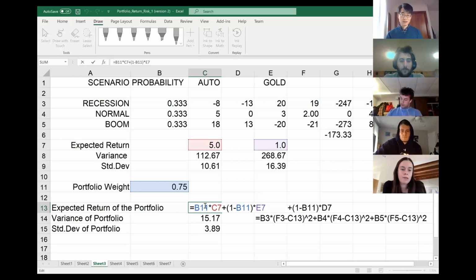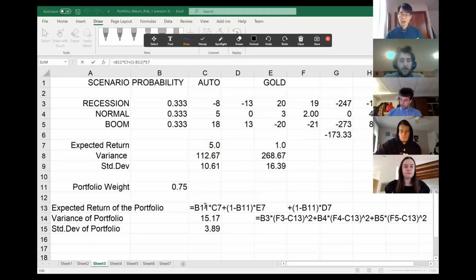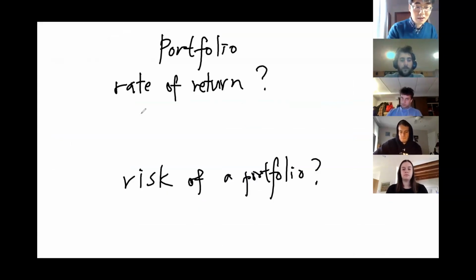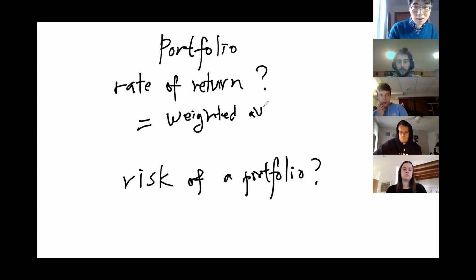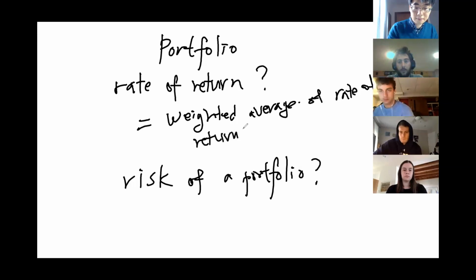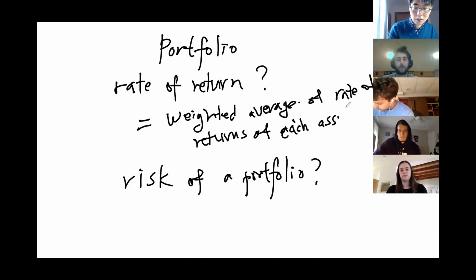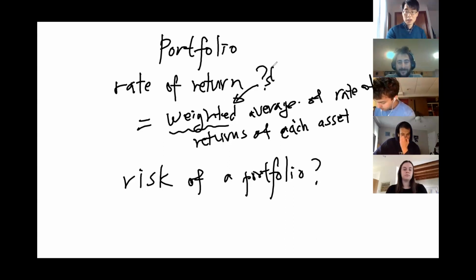Okay, so going back. Portfolio rate of return, in this case, is the weighted average of the rates of return of each asset in the portfolio. And in this case, the weight is not the probability, it's the share of each asset.